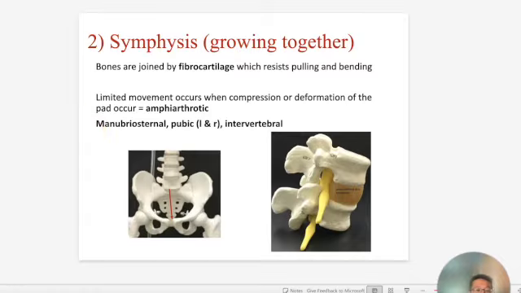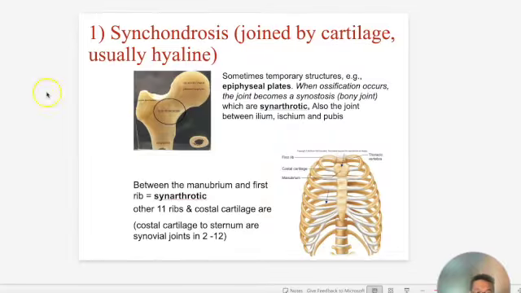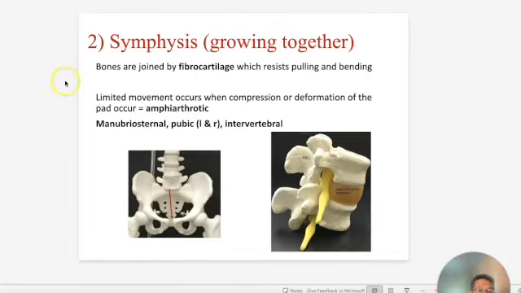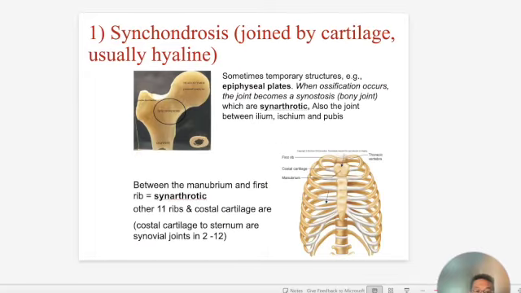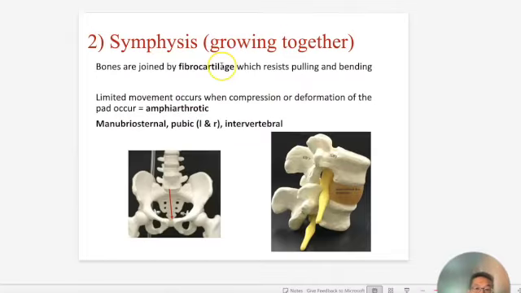Okay. So these are cartilaginous joints. These are your synchondrosis and your symphysis. What about their movements? Okay, they don't move. This one doesn't move. This one is synarthrotic. What about the movement of this one? Very little. Amphiarthrotic.